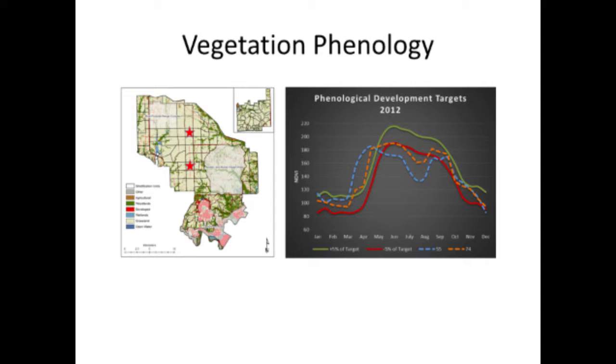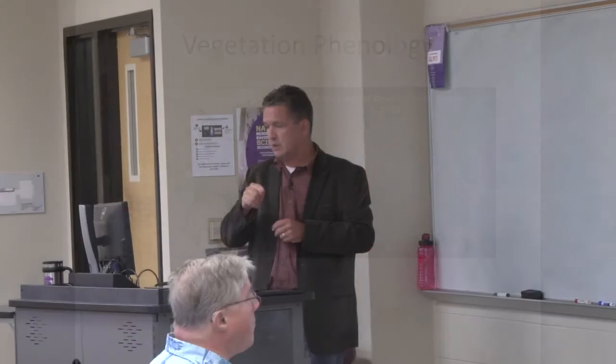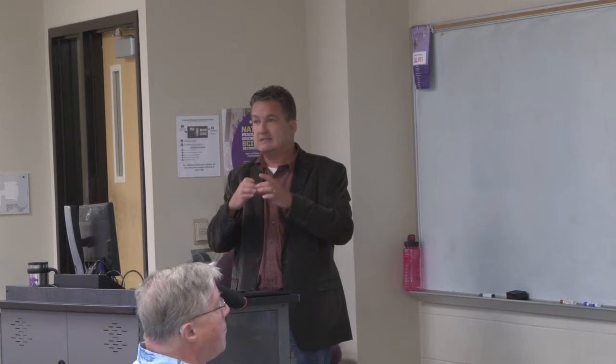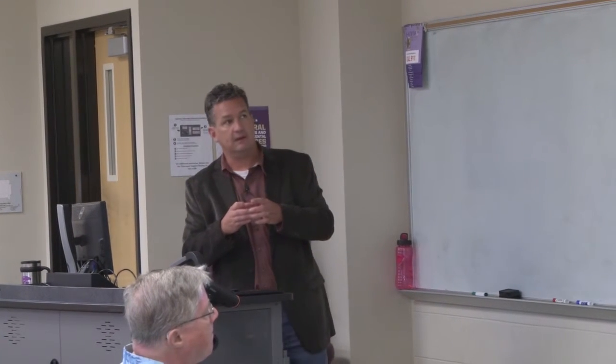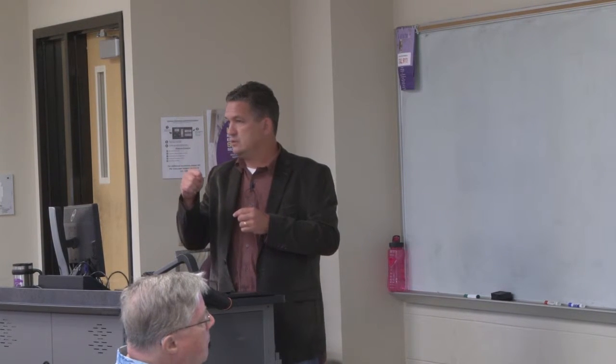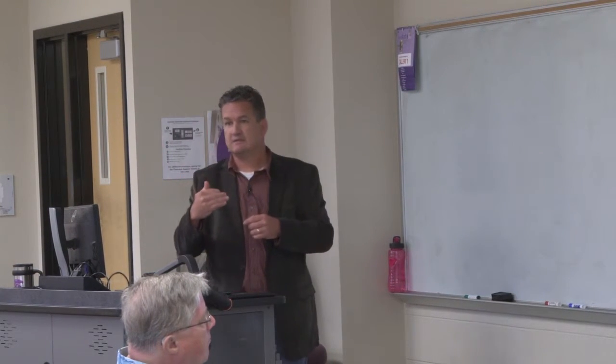The dashed lines represent two training areas indicated in stars on the map on the right, so we can track what's going on at a much smaller scale. Two training areas that get a lot of use out at Fort Riley, and we can see their development and use the reference lines of plus or minus 5% of the normal as a management tool. If we're outside of those boundaries, we might want to examine how we're using those training areas.